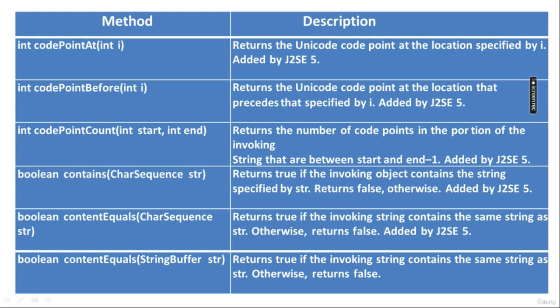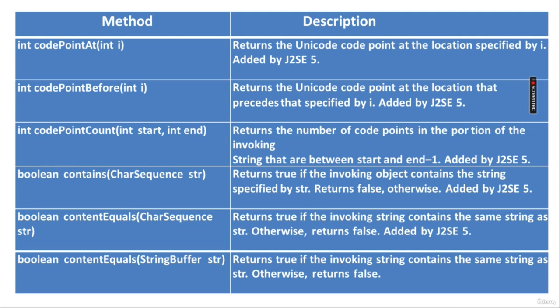int codePointAt(int i) returns the Unicode code point at the location specified by i, added by Java 2 SE 5. codePointBefore returns the Unicode code point at the location that precedes that specified by i, added by Java 2 SE 5. codePointCount(int start, int end) returns the number of code points in the portion of the invoking string that are between start and end minus 1, added by J2SE 5.